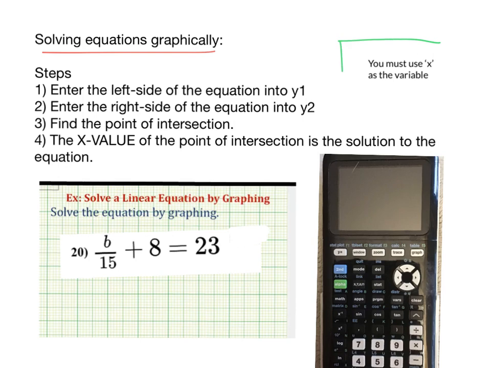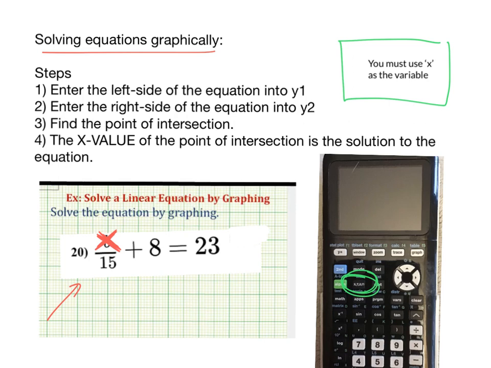Now, here's the first note that you want to make. You have to use the x, this button right here, as your variable. So in our sample problem, I want us to solve b over 15 plus 8 equals 23. We have to enter that into our calculator as x over 15 plus 8 equals 23.